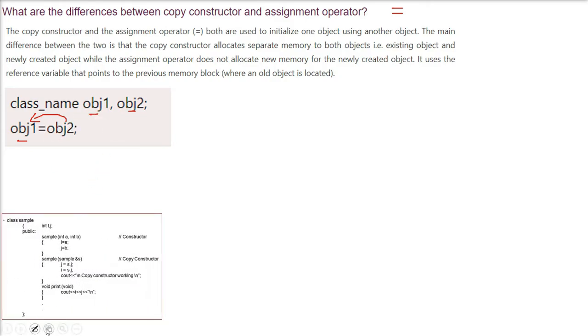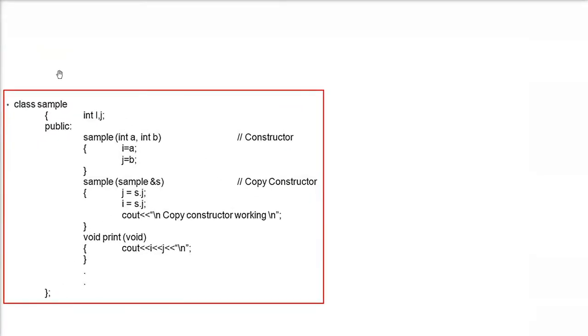Now this is of the copy constructor. We have a class, let us name it Sample. Now you have a constructor here. What you are doing is you are taking a and b values, initializing them to i and j. That is the work of the default constructor. It takes the values and just initializes them to i and j, which are the member variables of the class.